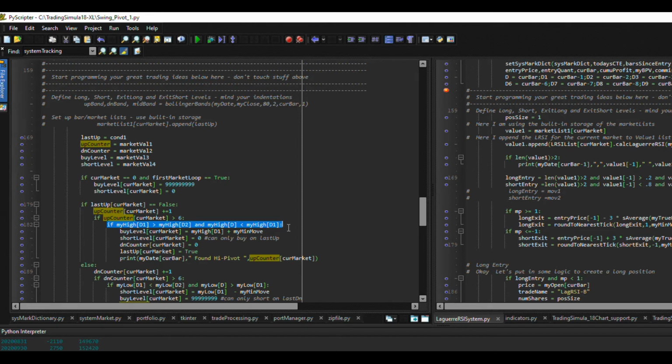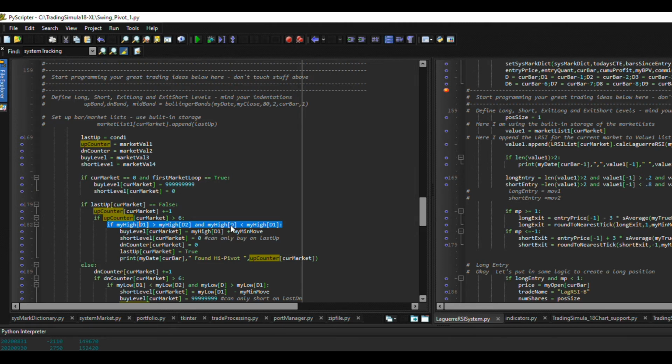high of D1, which is yesterday, D1 stands for yesterday, that's a new thing in Trading Simula. Instead of saying cur bar minus 1, we say D1 is greater than the prior bar, which is D2, and my current high is less than high of D1, meaning that D1 is higher than D2, and it's also higher than the current bar.